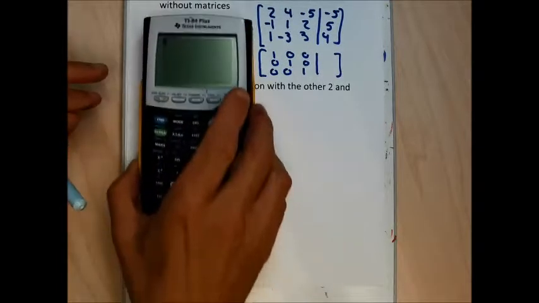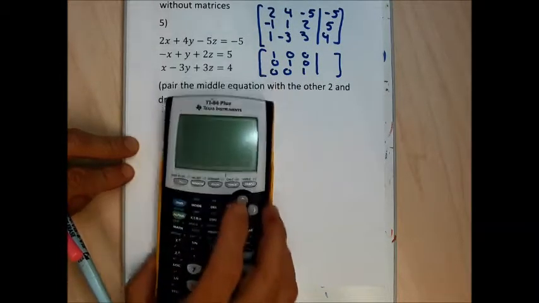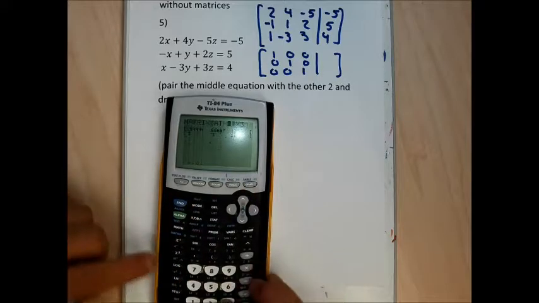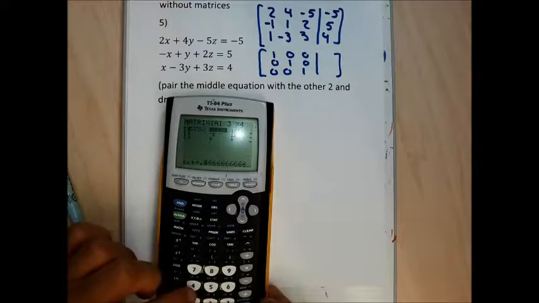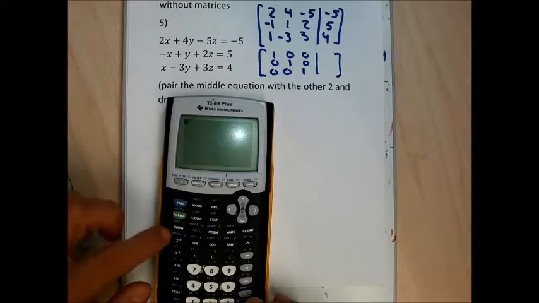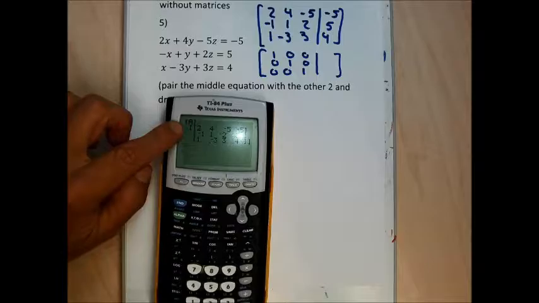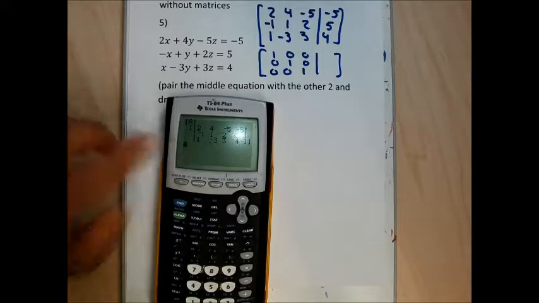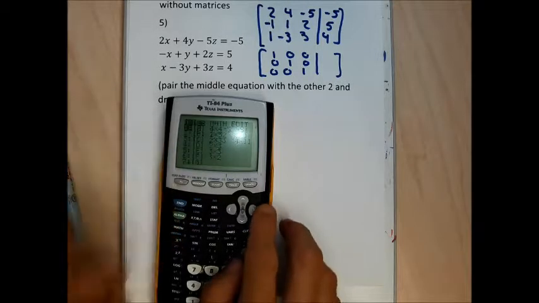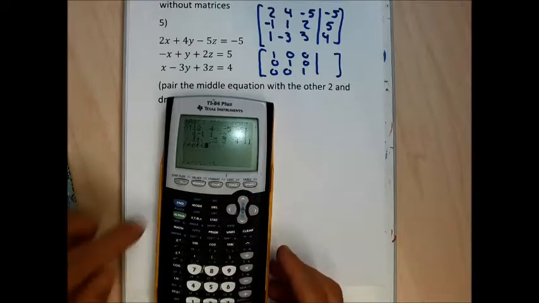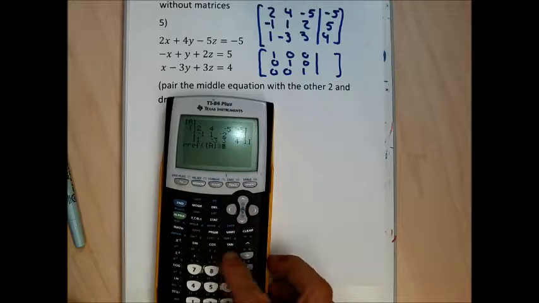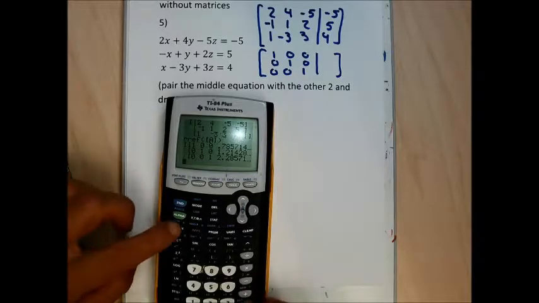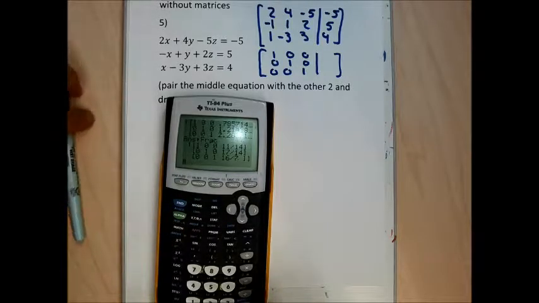So real quickly, I'm going to enter that matrix. So on second matrix, edit, that's a 3 by 4 matrix. Double check to make sure I entered it right. So 2, 4, negative 5, negative 5, negative 1, 1, 2, 5, 1, negative 3, 3, and 4. Entered it right. So now second matrix, math, RREF, second matrix, names, enter, enter, math, enter, enter.